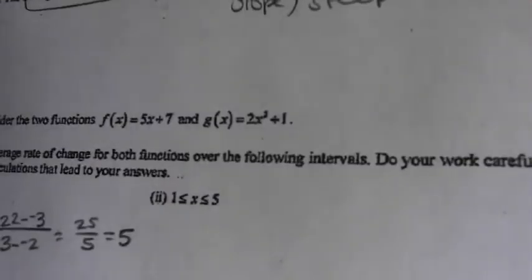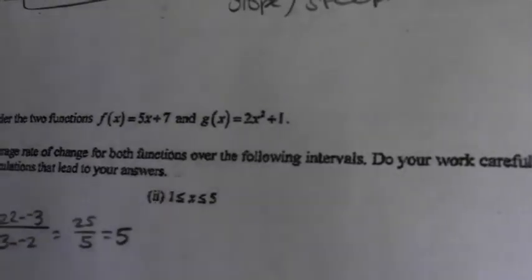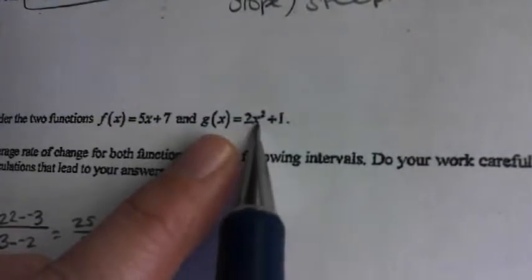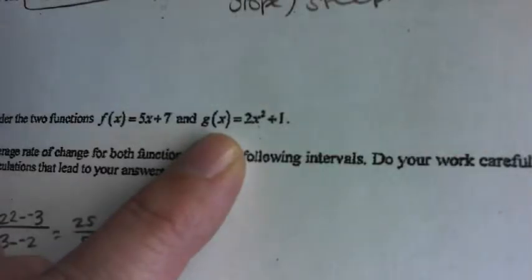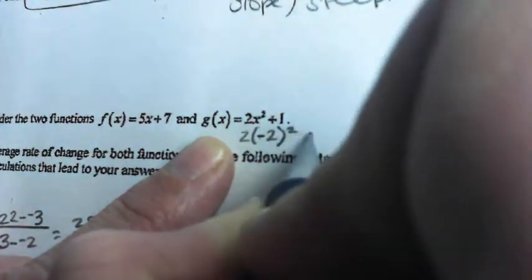Do you know what you're trying to do with -2? You're finding g of -2, so you're plugging it into here. Talk out loud through your mental math calculations. We're getting rid of the x. We're replacing the x with a -2.